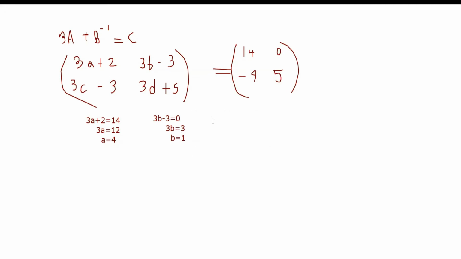Nice. Then right here, we have 3C minus 3 equals minus 9. And so we have 3C equals, add 3 to both sides, minus 9 plus 3, that's minus 6. And so C equals negative 2. Then finally, right here, we have 3D plus 5 equals 5. And so D must be 0, because then 3D equals 0. And that's it. A is 4, B is 1, C is minus 2, D is 0.